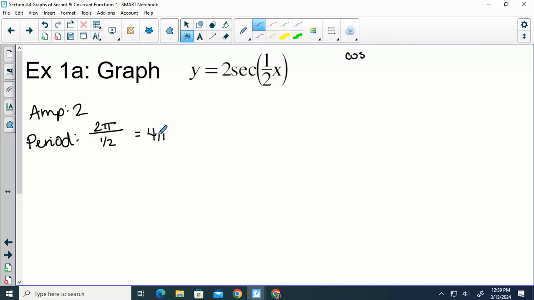So 2 over 1/2 is 4 pi. How do we get the count pi? If you divide that by 4, it's pi. Okay, we had to do the interval on tangent and cotangent.